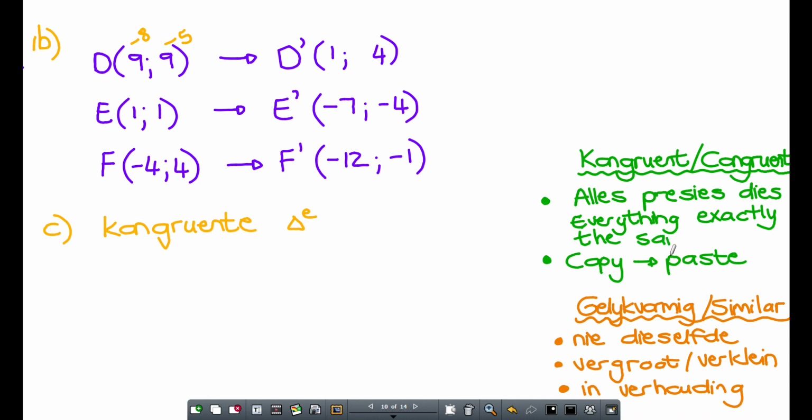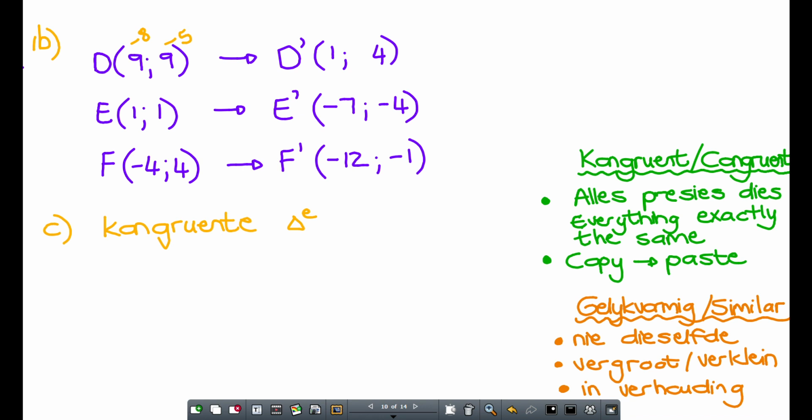Everything is exactly the same, meaning for these two triangles, the length of those sides would be the same, and the size of all the angles would be the same. Okay, so you'll see in my second bullet, I wrote copy paste. So it's basically taking this shape, copying it, and pasting it there. It's exactly the same thing.